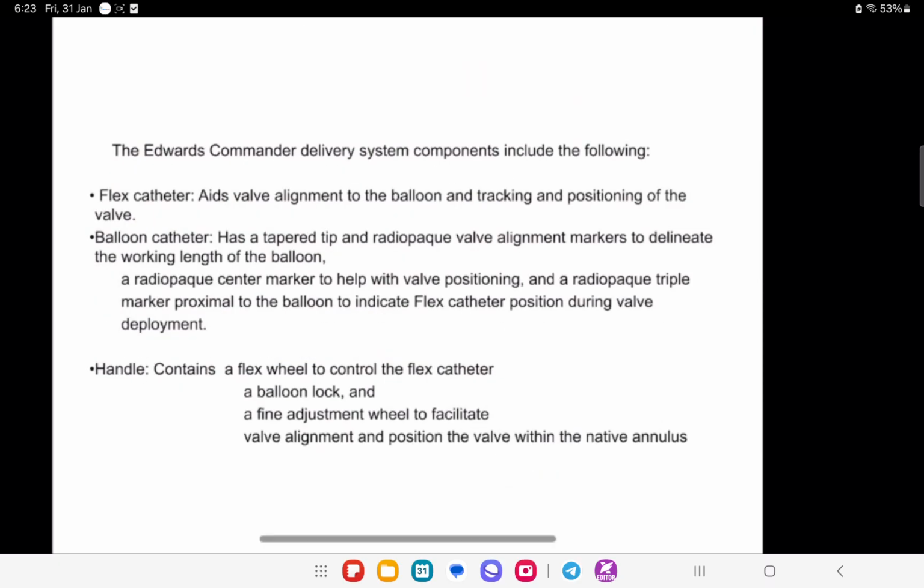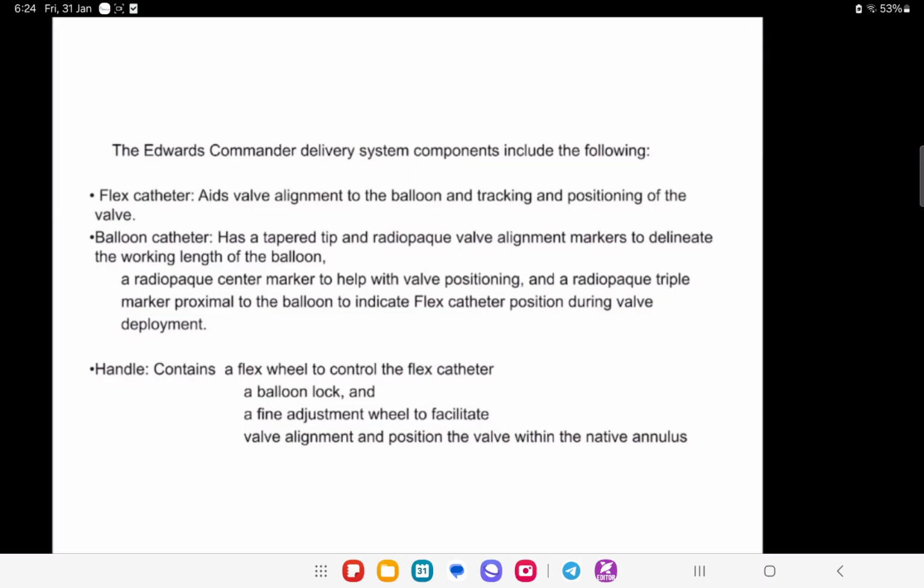The Edwards Commander delivery system components include the following. One is the flex catheter, which aids valve alignment to the balloon and tracking and positioning of the valve. And a balloon catheter has a tapered tip and radio-opaque valve alignment markers to delineate the working length of the balloon, a radio-opaque center marker to help with valve positioning, and a radio-opaque triple marker proximal to the balloon to indicate the flex catheter position during valve deployment.